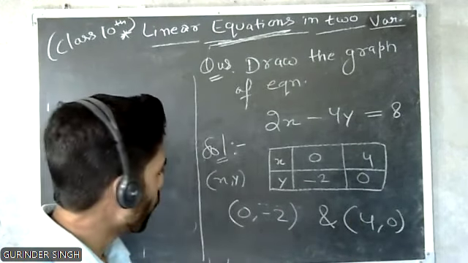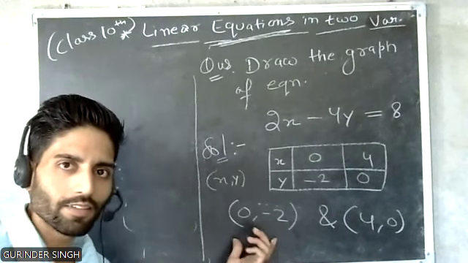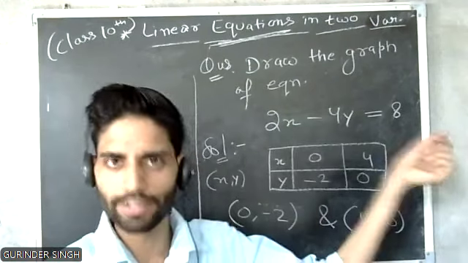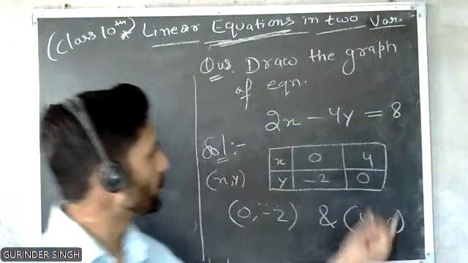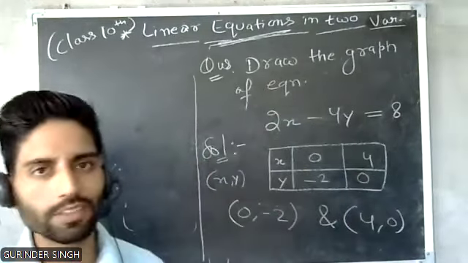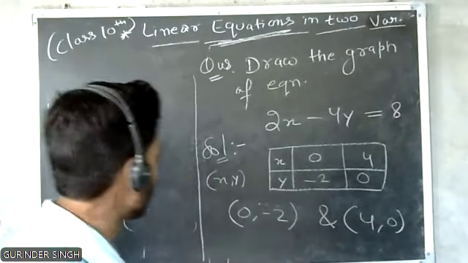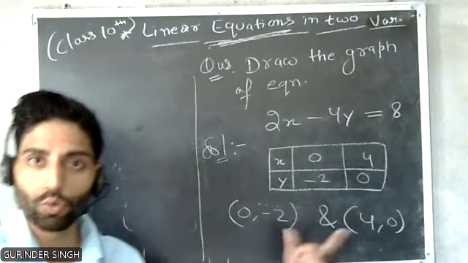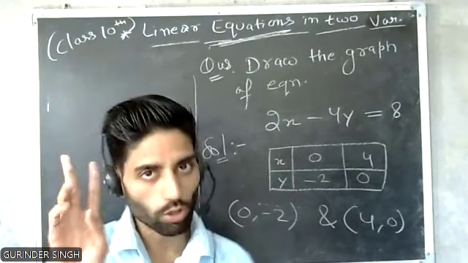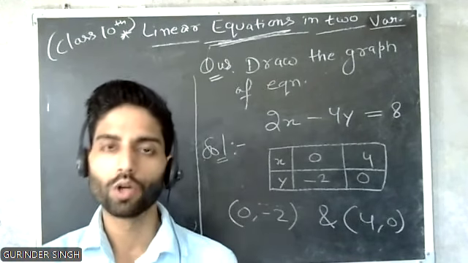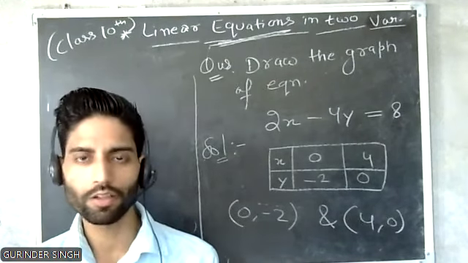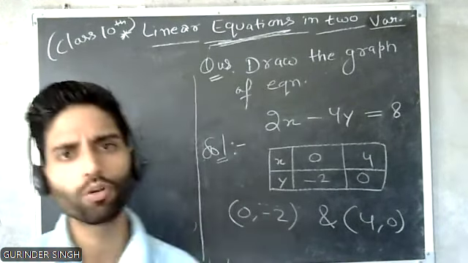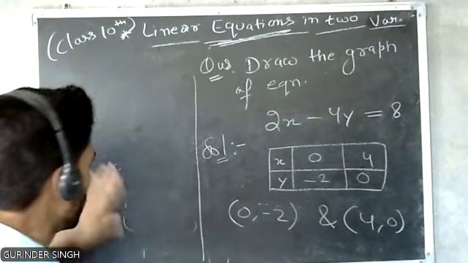You can also check whether these are correct or not. You can put them in the equation and it will definitely be satisfied, so I'm not going to do it. So, what you got? You got 2 points on a straight line. What else do you need? You can draw the graph, because I told you, you need only 2 points. Let me draw the graph.